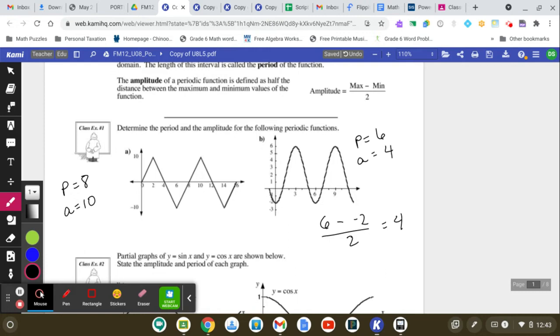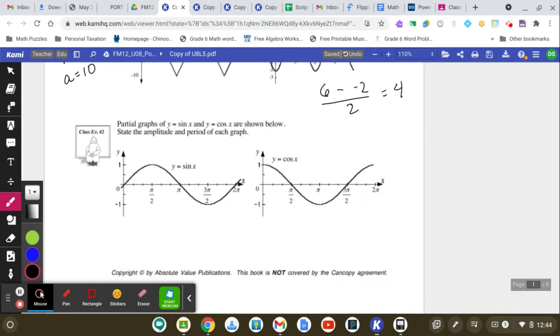I like to actually draw the dotted line to show my midpoint. When I have this on here, I figure out where that line goes, and then from that line to the top is your amplitude. Okay, now let's go on to class example number 2.